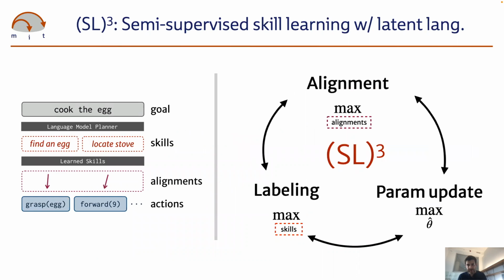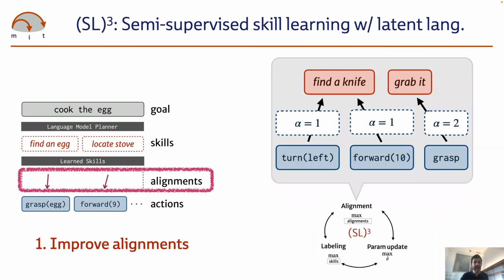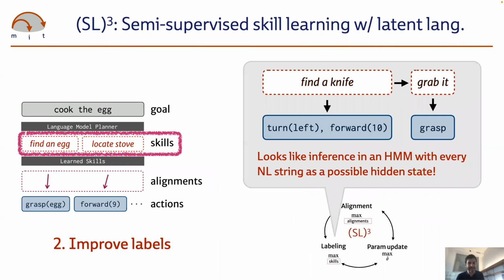And I'm not going to talk too much about the learning story here, but briefly we can do this very simply via just coordinate ascent. We'll alternate between aligning pieces of these demonstrations to instructions, relabeling each chunk of one of these demonstrations with the best possible description, and updating the model parameters to fit the other variables. So we call this approach semi-supervised skill learning with latent language, but it's basically hard EM on these three steps. In the interest of time, I'm going to skip over the low-level algorithmic details.